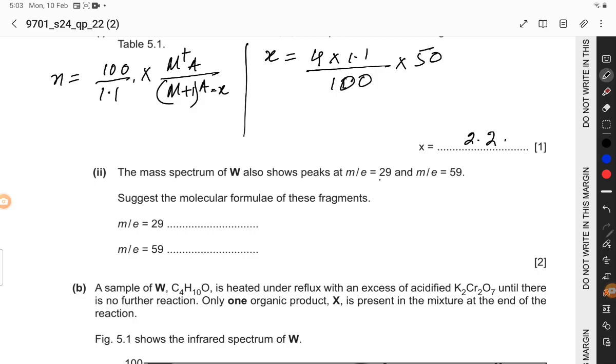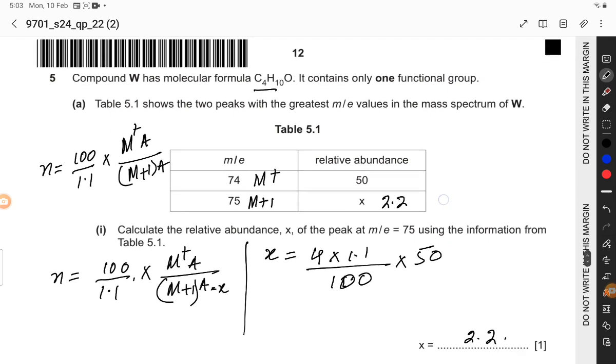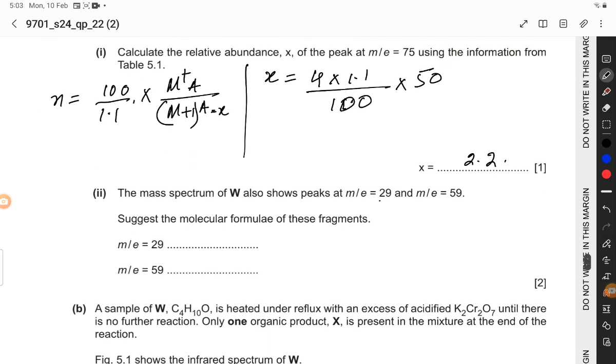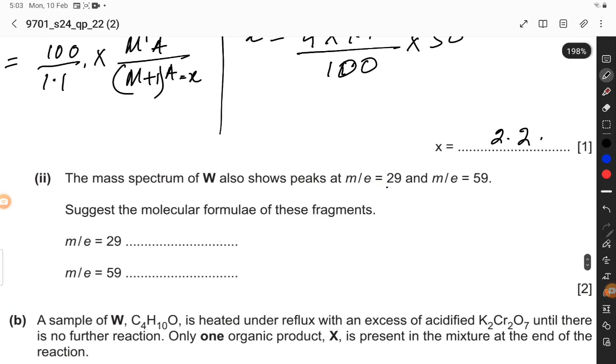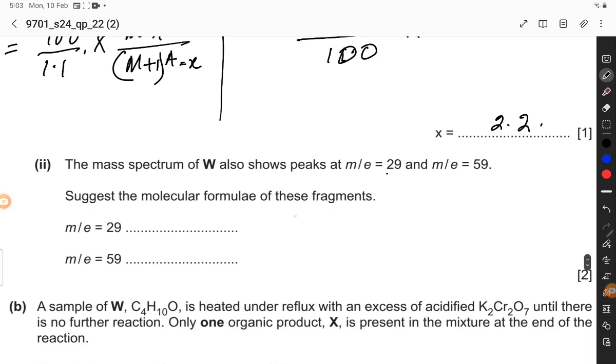The mass spectrum of W also shows peaks at mass over charge equal to 29 and mass over charge equal to 59. So we can separate this compound like CH3, because this is a positive peak, so a positive ion is formed and an electron is removed by splitting of this molecule.